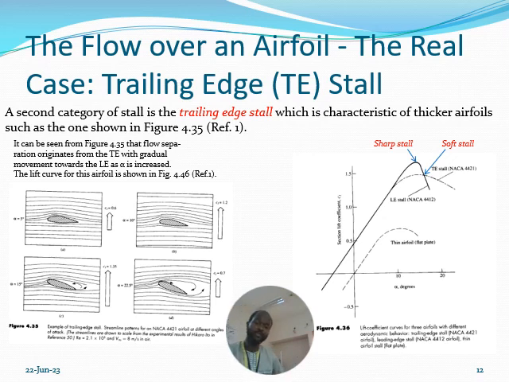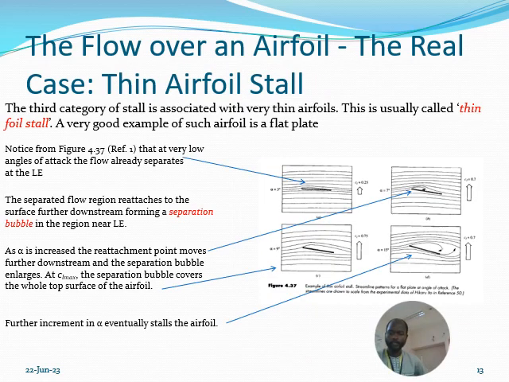And then there's a third category of stall, which is the thin airfoil stall. That's on the next slide. The next category of stall is the thin airfoil stall. A very good example is a flat plate. The flow is there, and as you increase the angle of attack, there is a separation at the leading edge, but the separation doesn't go all the way to the back. It separates and then reattaches at some point, but there's already some separation here.